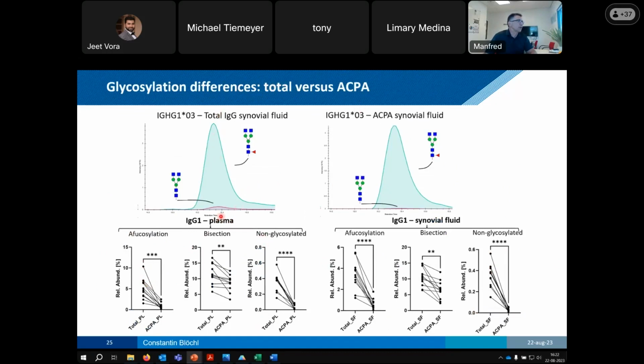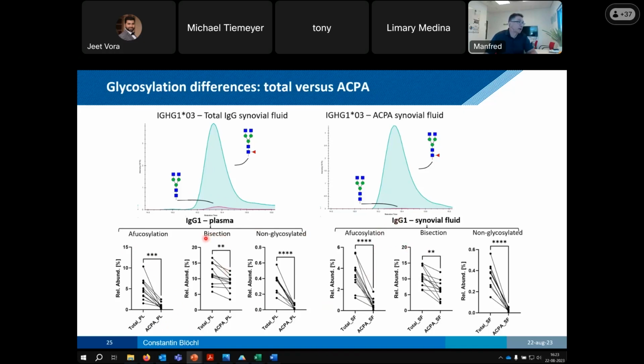So we see a difference in fucosylation. Here we have the total, here we have the ACPA, the anti-CCP autoantibody, and for the total we have a noticeable amount of non-fucosylated antibodies, but these are virtually absent for the autoantibody. So the autoantibody is almost fully fucosylated, whilst here we have some lack of fucose for the total IgG. And that's quantified down here. So afucosylation is indeed strikingly different for the autoantibody versus the total. And this is not only the case for plasma, but also for synovial fluid.